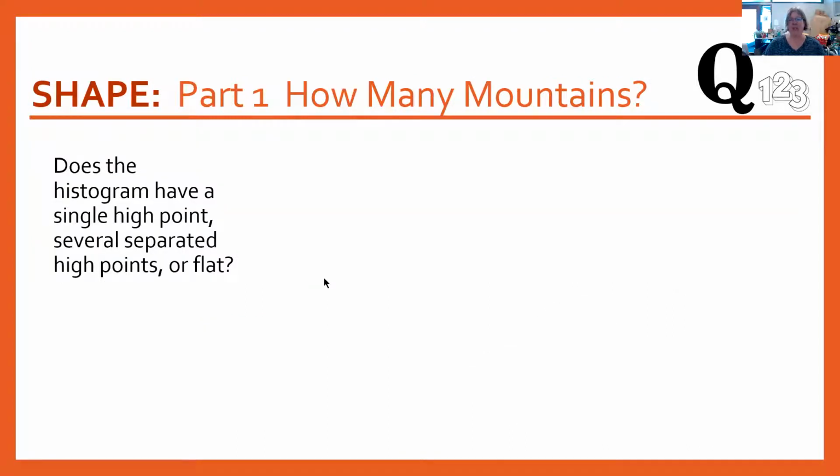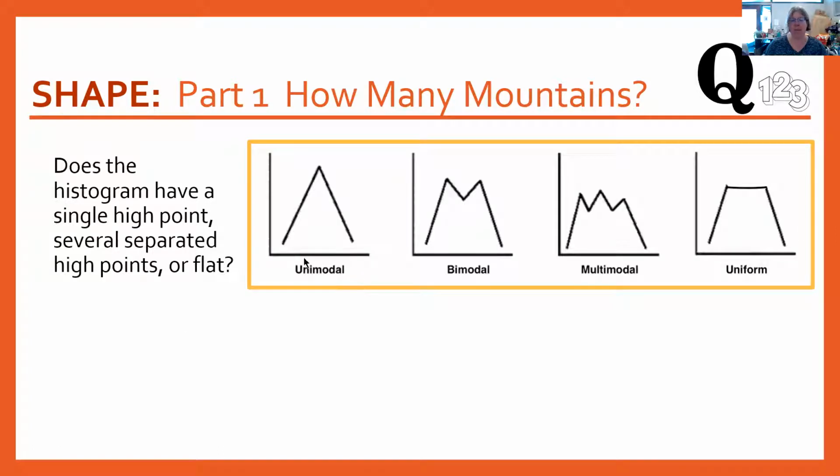And shape actually has two parts to it. So the first part is how many mountain peaks does it have? So if it has one mountain peak, we'd say it's unimodal. If it's got two mountain peaks, we'd say bimodal. More than two is going to be multimodal. And then if it's mostly flat across the top, that's going to be uniform.